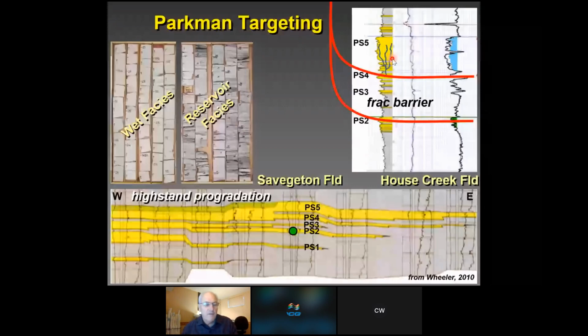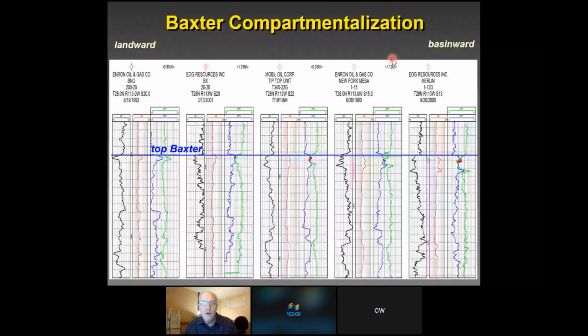Another example of careful parasequence correlation comes from the Baxter sandstone in the Green River Basin. Going landward to basinward, I was working with a geologist who did a nice correlation framework. These are two flooding surfaces on top of the parasequences. The green and the red are flooding surfaces. Then he had another flooding surface at the top of the Baxter.